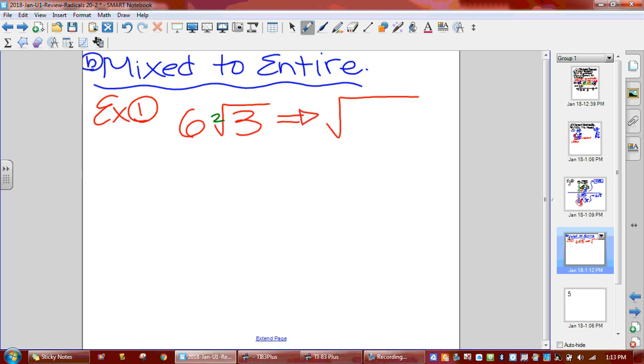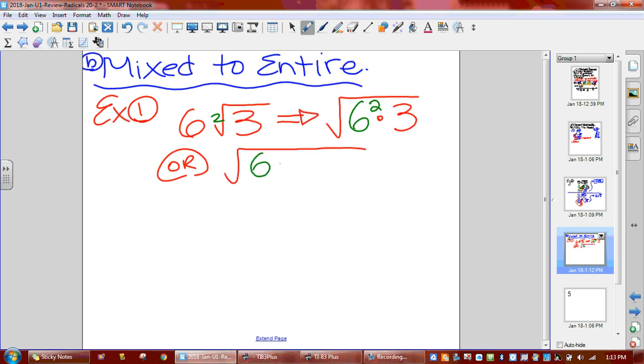So you could go 6 squared times by the 3 that's already under there. Or you could write it as 6 times 6 times 3. Okay? So, how are we going to get that answer? What are we going to do? We actually literally just multiply it in our calculator. So our final answer is going to be root, how big? Wait. Root 108. Okay, we have square root 108.